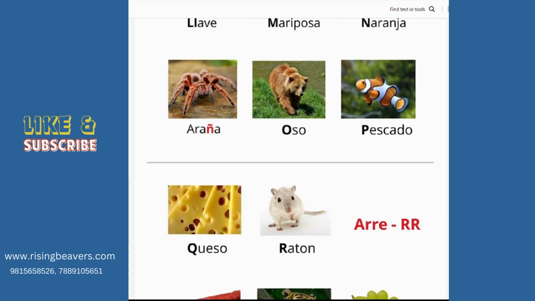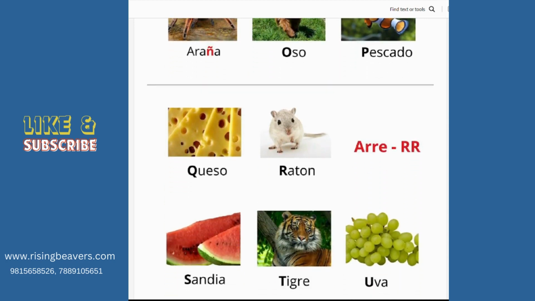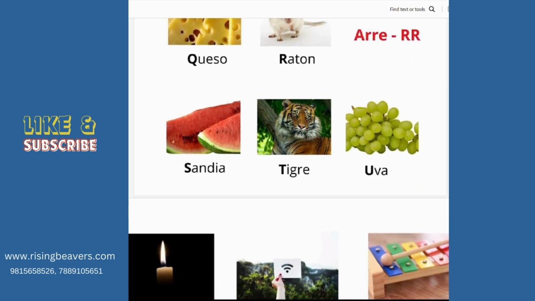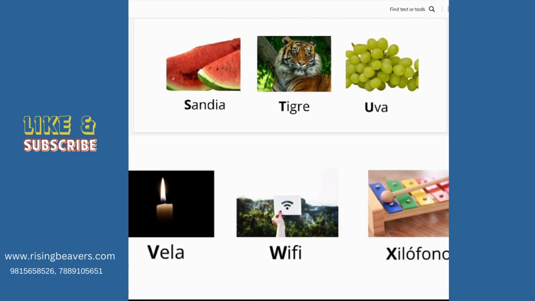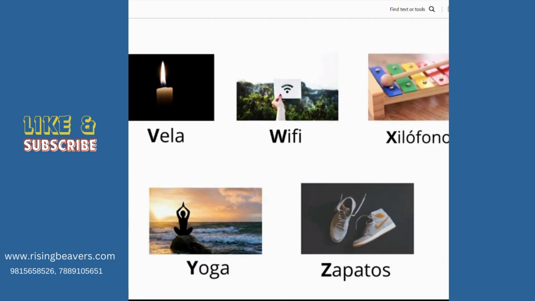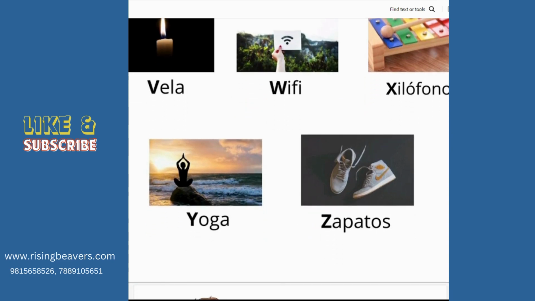Pescado. Pescado is fish. Queso. It's cheese. Ratón. Rat. Sandía is watermelon. Tigre. Tiger. Uva. Grapes. Vela is candle. Wifi is Wi-Fi. Xilófono is xylophone. Yoga is the same. Yoga. And the last is zapatos. Zapatos is shoes. Clear? Okay.